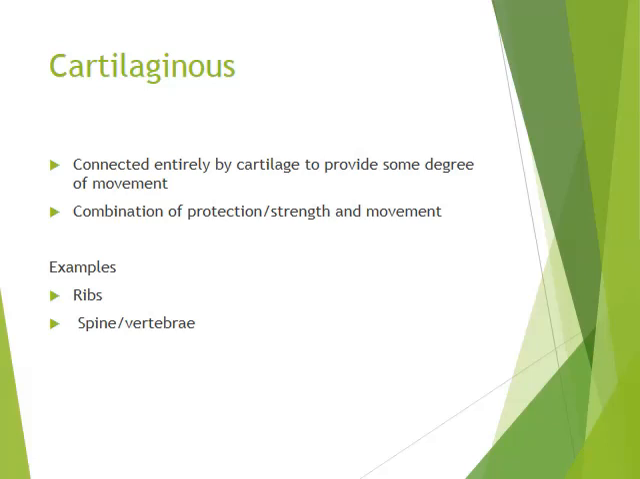Cartilaginous joints are connected entirely by cartilage, and so this allows them to provide some degree of movement. This provides a combination of protection and strength, but also a little bit of movement. An example of this is in the rib cage, where we need to protect some really major organs, but we also need a degree of movement to allow for breathing to occur.